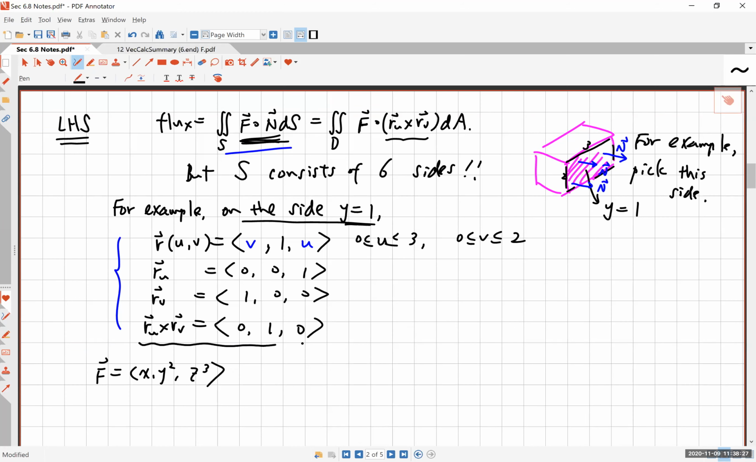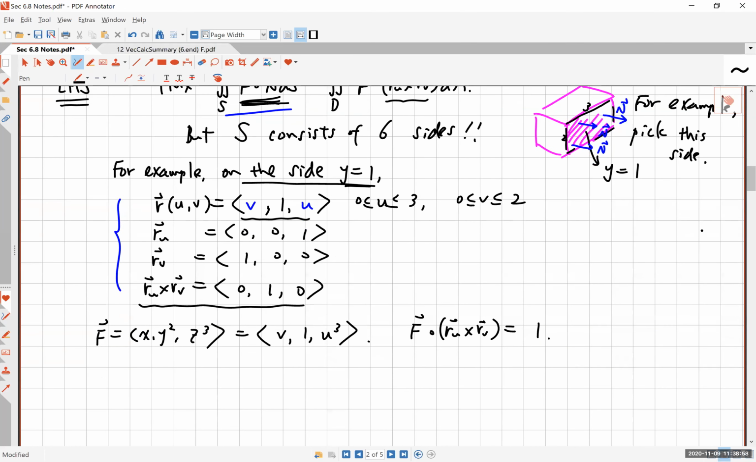So we have a normal, right? And so the normal has the right orientation, from in to out. And F is (x, y squared, z squared). On this parameterization, this will be 1 squared, which is 1, and then z cubed is u cubed, right? This is my F. So F dot r_u cross r_v is simply 1. You get that? That's not bad, right?